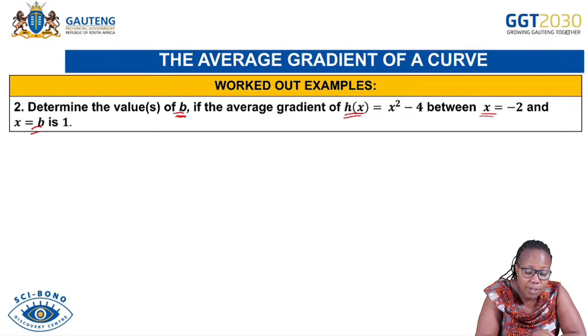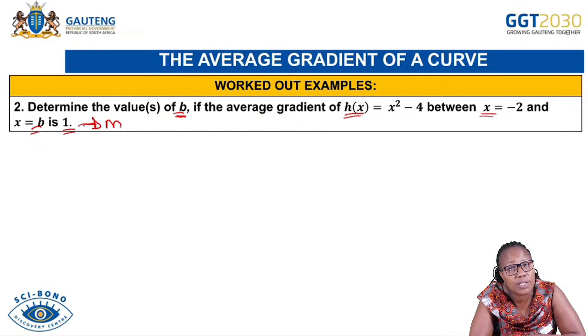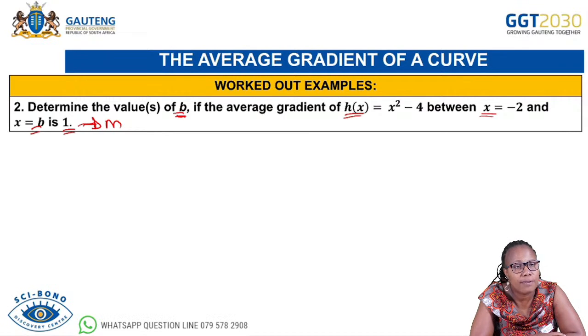Determine the value of b if the average gradient of h between x equal to minus 2 and x equal to b is equal to what? 1. That means this one is representing what? The gradient of that function. And then we are expected to find the value of b. The minute it says average gradient, your starting point is the same throughout grade 12. You need to identify the 2 points with x and y values.